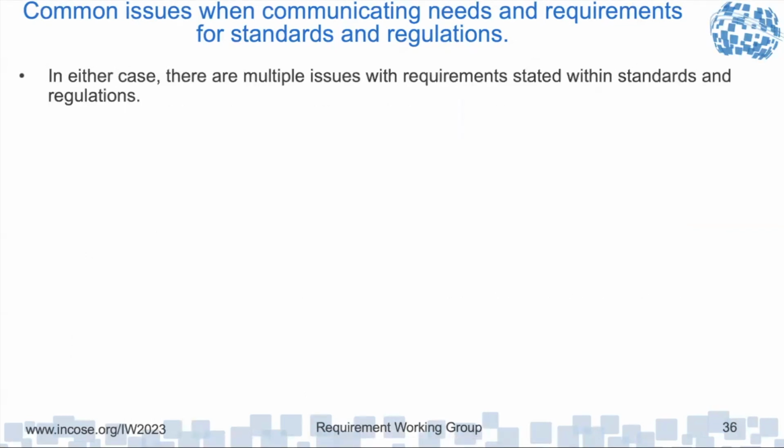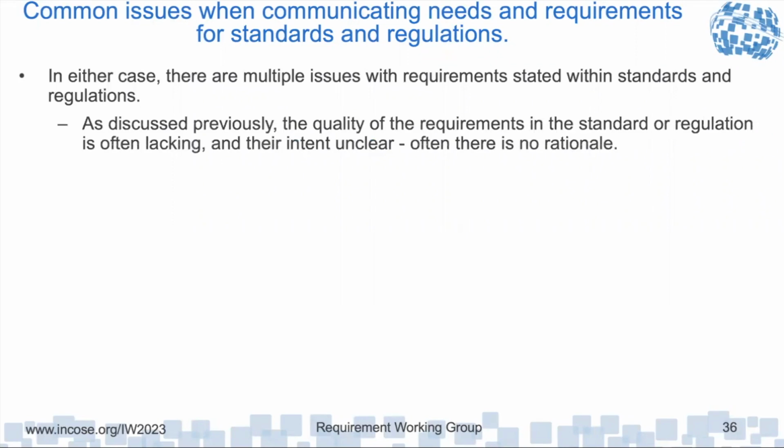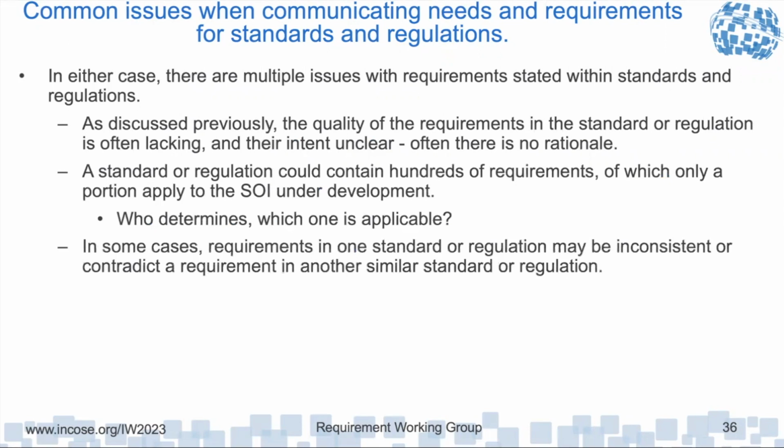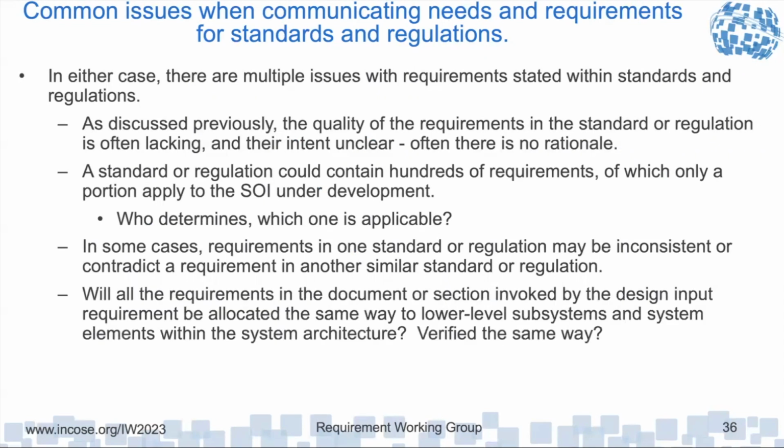In either case, there are multiple issues with requirements stated in the standards and regulations. As discussed previously, the quality of the requirements in a standard or regulation is often lacking and their intent is unclear. Often there's no rationale. A standard or regulation contains hundreds of requirements, of which only a portion apply to the actual system under development. So who determines which ones are applicable? In some cases, requirements in one standard or regulation may be inconsistent with or contradict a requirement in another similar standard or regulation. Will all the requirements in the document section invoked by the design input requirement be allocated the same way to the system elements within the architecture? Are they going to be verified the same way?